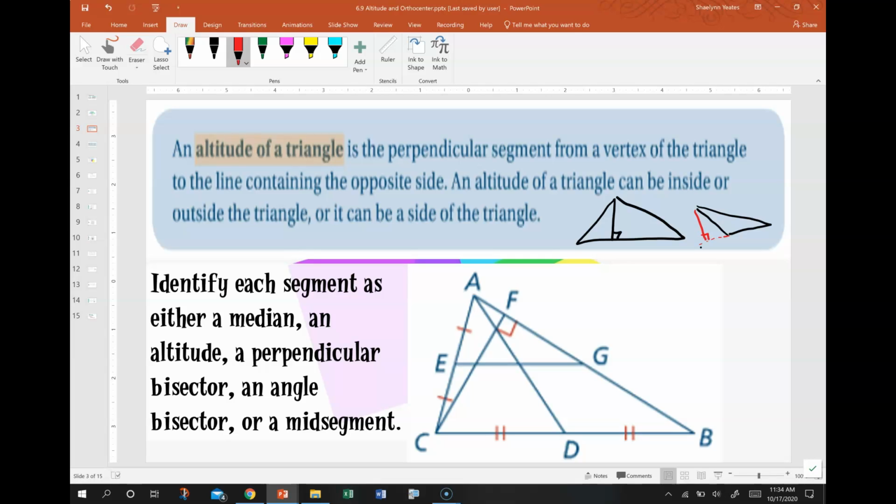Okay, so we're just going to identify some segments here. We've got AD, we've got CF, we've got EG. Those are my three segments that are inside the triangle. If we look at AD, that's going from the point to the middle of the opposite side. We learned about this one yesterday. This is called the median. Then if we look at CF, we're going from the point perpendicular to the opposite side. So we're finding the height of C. This is altitude.